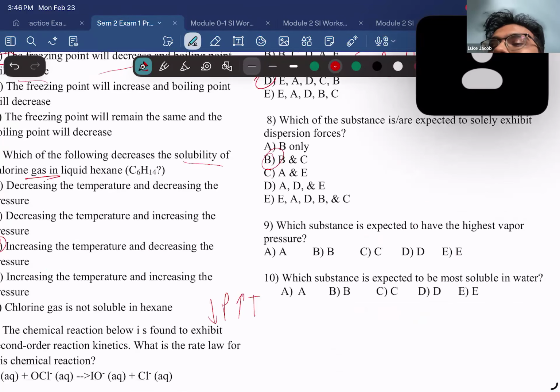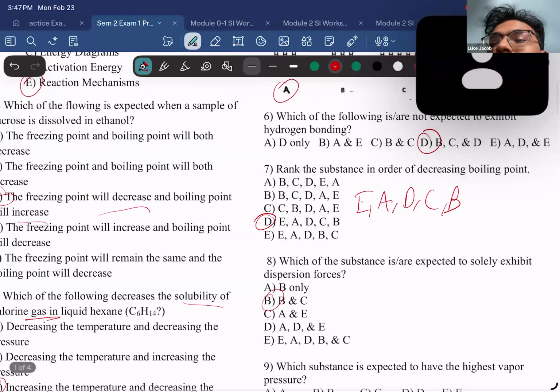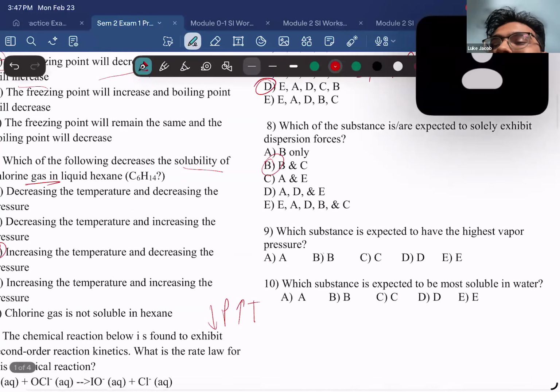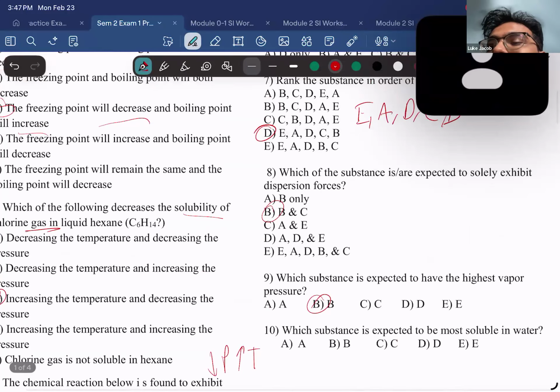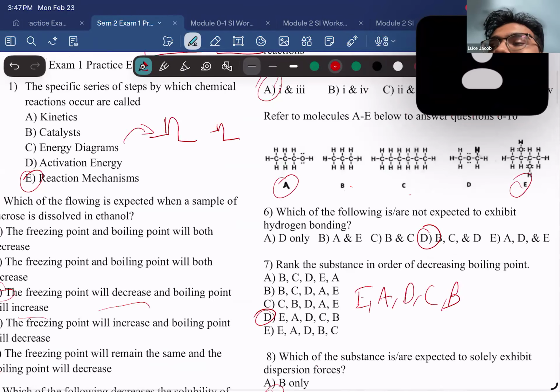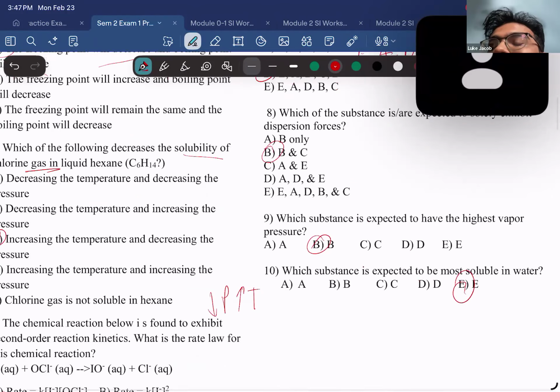Okay. Which substance is expected to have the highest vapor pressure? Highest vapor pressure means lowest intermolecular forces, and so in this case it would be B. Okay. Which substance is expected to be most soluble in water? This would be E because it has two hydroxyl groups.